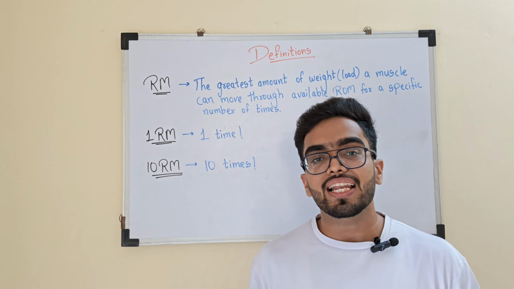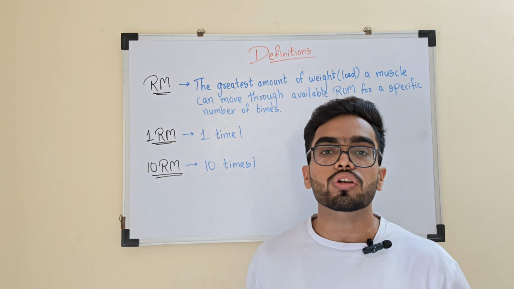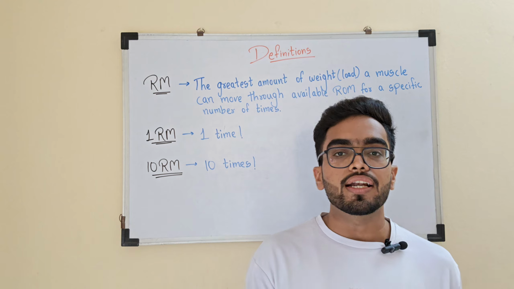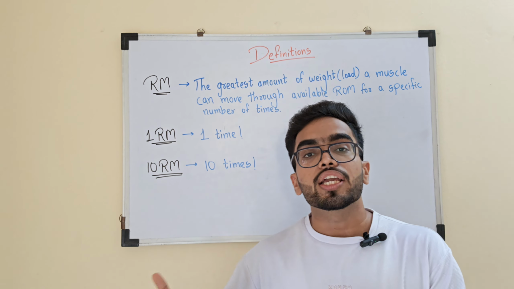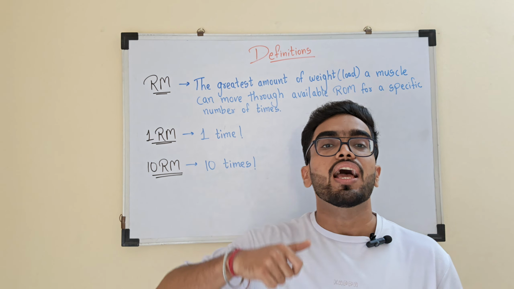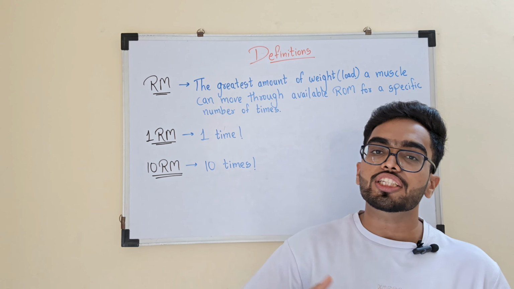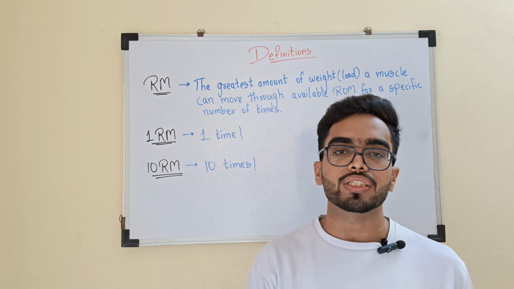A person with a sedentary life has a repetition max lower than a person who has to go out on the field to work. An untrained person has a repetition max lower than a trained individual. A younger individual will have a repetition max higher than an older individual. So repetition max varies from person to person and varies from muscle to muscle.